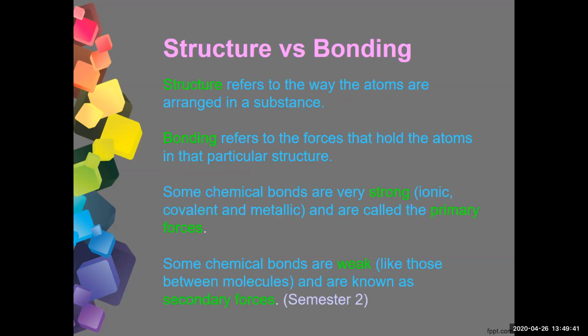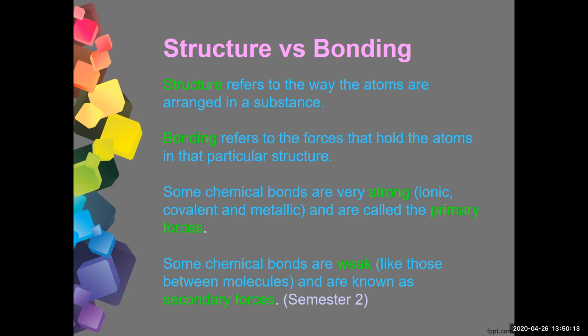So what do these terms mean, structure and bonding? Structure just tells you the way that the atoms are arranged in a substance. So whether it's in a single unit like a molecule, or whether it's in this massive continuous 3-dimensional lattice, they are structures, just the arrangement of the atoms. Bonding, however, tells you about the forces that are holding the atoms in that particular arrangement. So bonding is forces, structure is an arrangement.